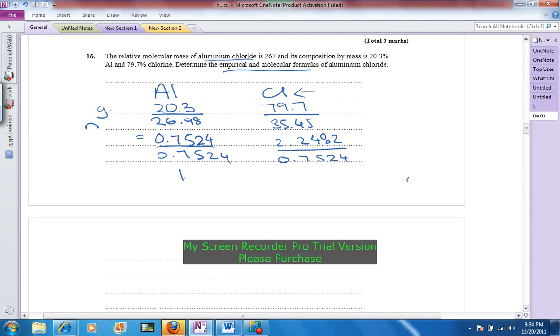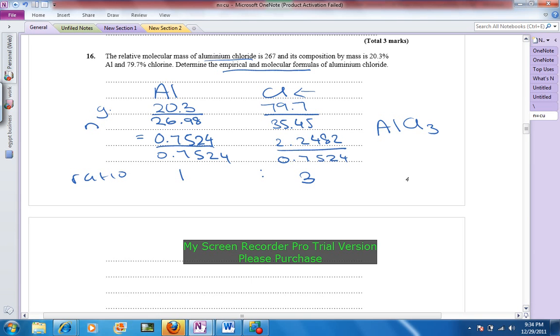Your answer should be 1 here. This is the ratio. And 3 here, it should be like 2.99 something, but basically it's 3. So this is the empirical formula, your answer is AlCl3. Did you get it?